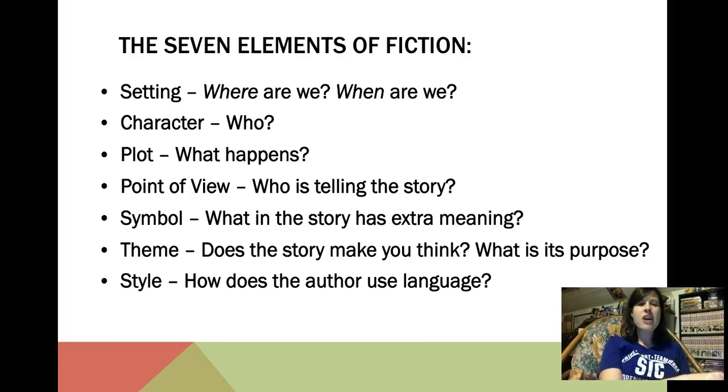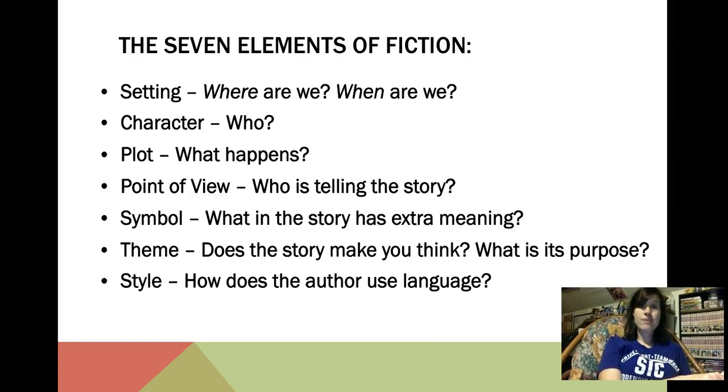I would say that character, plot, and setting are the 3 very crucial elements that you have to have in a story. Without one of those 3, your story won't be complete. The last 4 elements, though, can vary wildly depending on the author and the story itself.